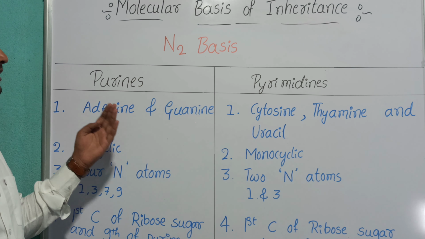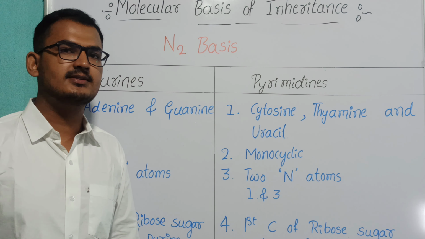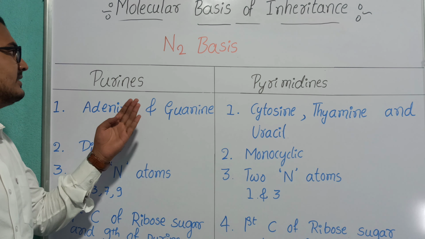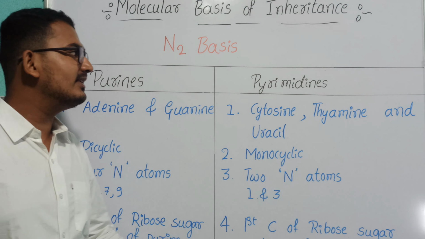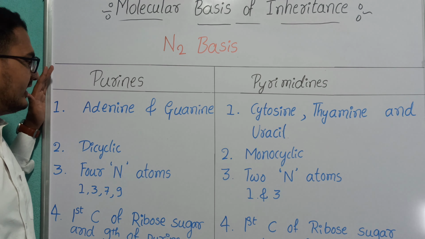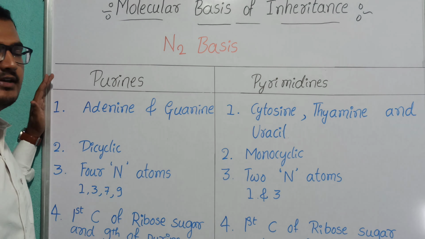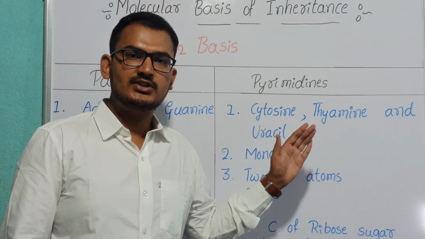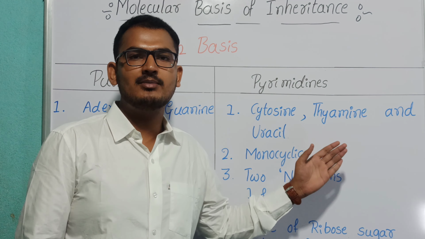The second component of nucleotide is nitrogen base. Nitrogen bases are of two types. They are purines and pyrimidines. Purines are of further two types. They are adenine and guanine. Pyrimidines are of three types. They are cytosine, thymine and uracil.